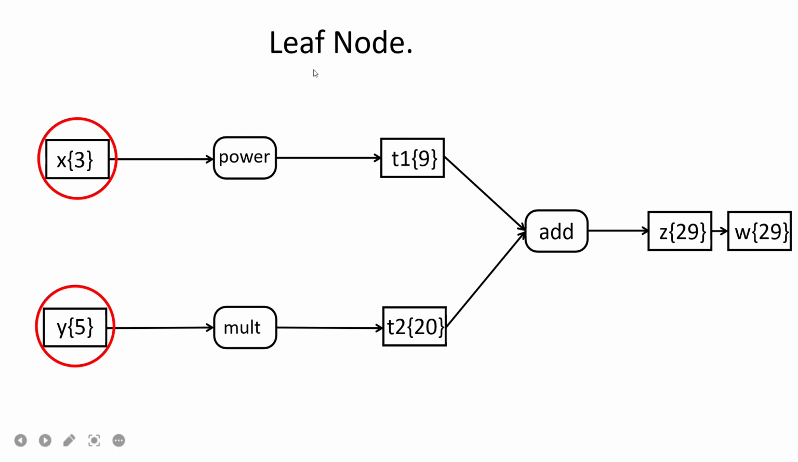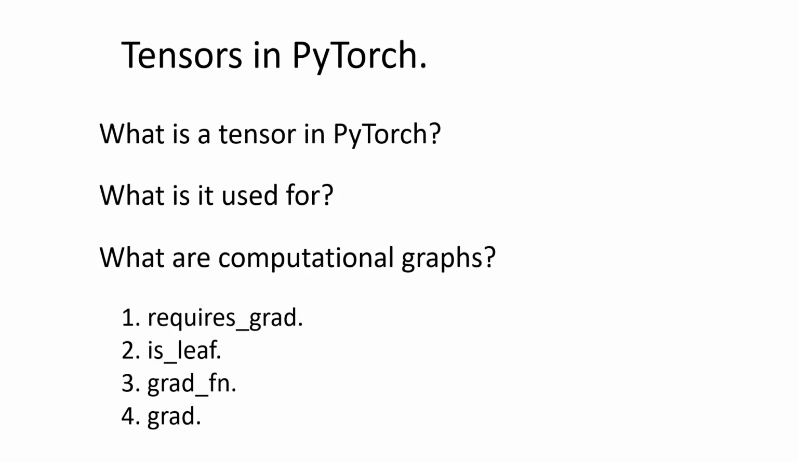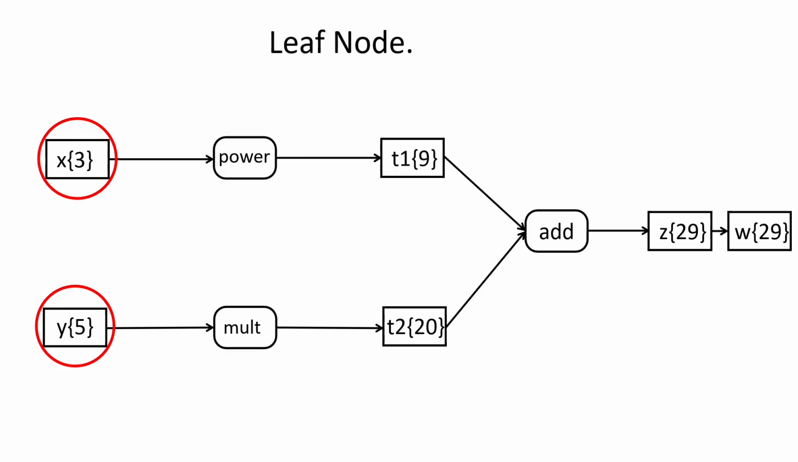Leaf node. Now I talked about requires grad and is leaf, if you remember, in the start. Requires grad was the first one that we dealt with, and now we are going to do is leaf. Now if you look at is leaf, what is this one saying?